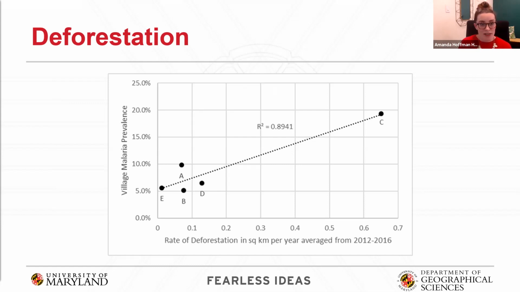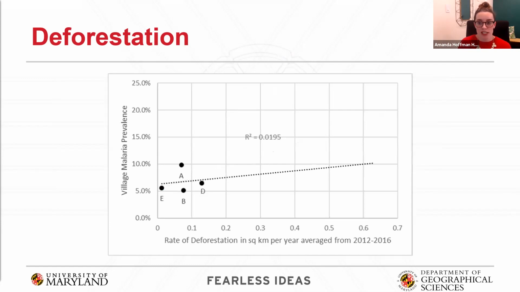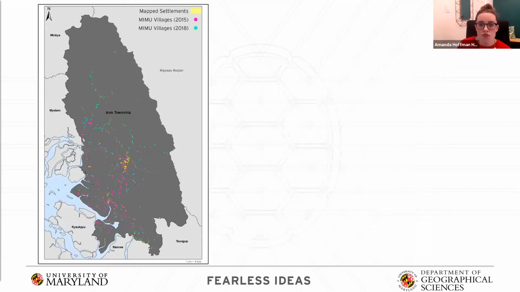When I conducted a sensitivity analysis and removed Village C, no associations between malaria and deforestation were found for this region. Now, I'm not saying that doesn't necessarily mean that an association doesn't exist, but it does mean that more evidence is needed before I can draw an official conclusion here.